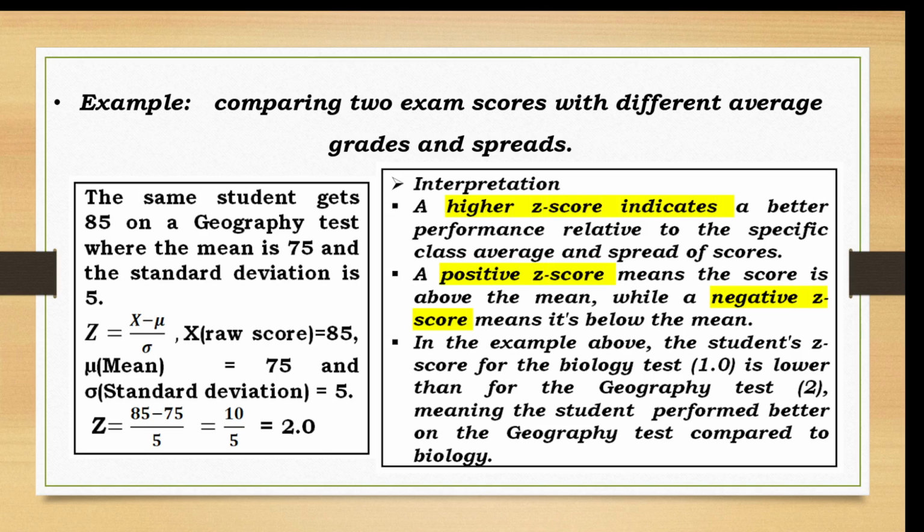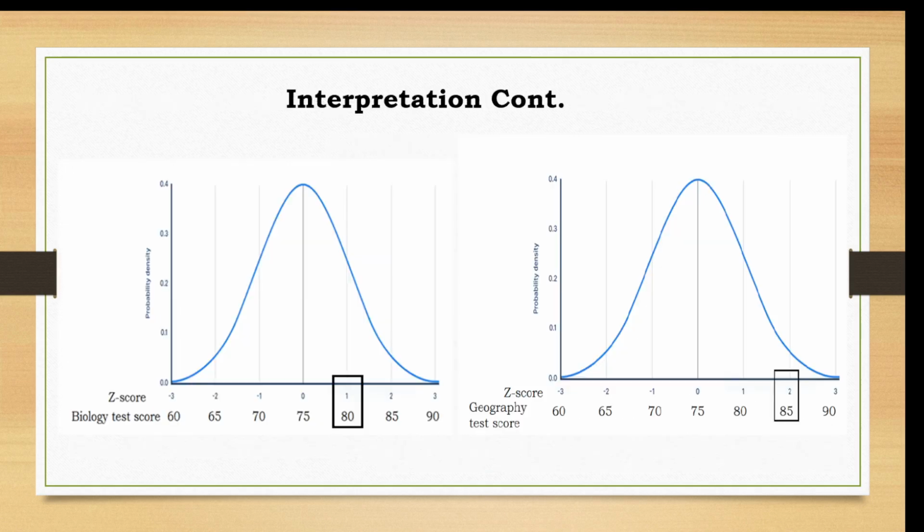In the example above, the student's Z score for the biology test, which is 1, is lower than for the geography test, which is 2, meaning that the student performed better on the geography test compared to the biology test. Coming to the graph to look at the different situation.